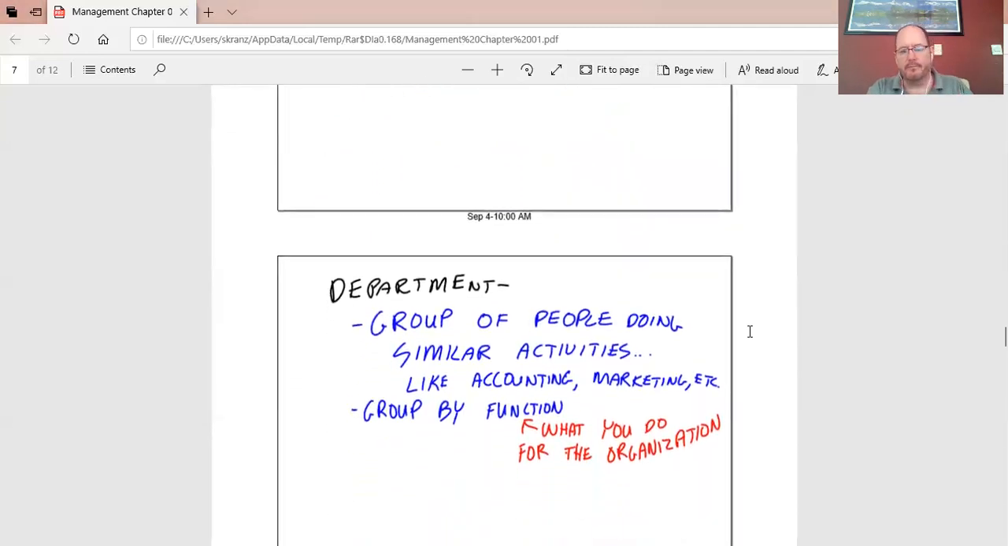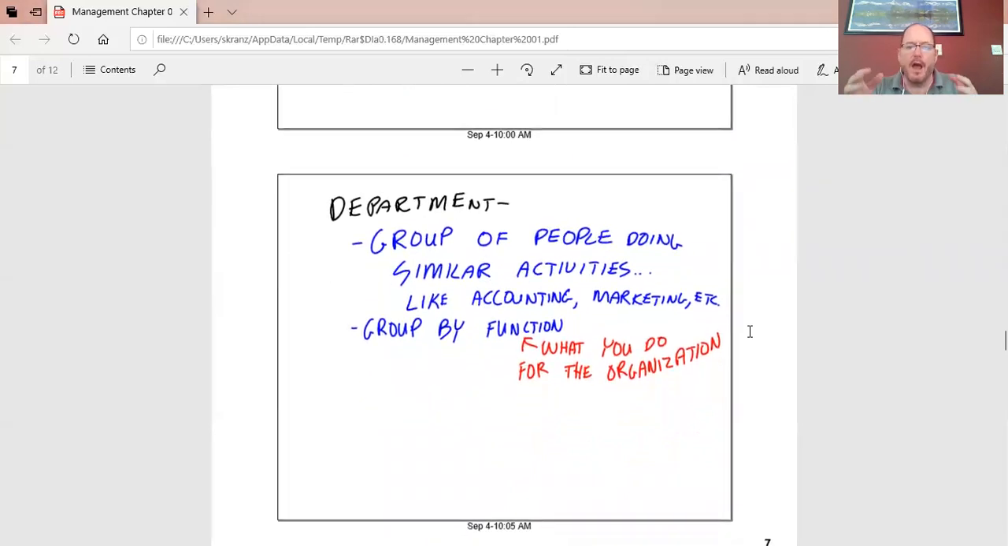The term department. Department's an important word. A group of people who do similar activities. So here at UAU, we create a department that has accounting. We create a department that has marketing. We've changed the names now, but you're grouping people by what they do. And this is what many organizations will do.